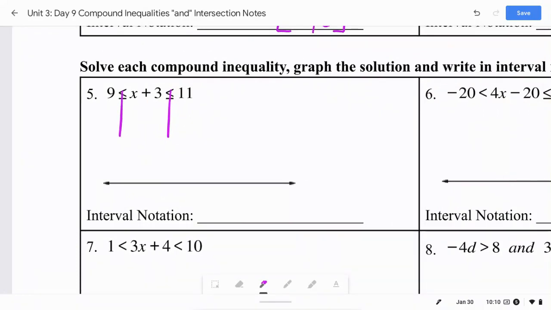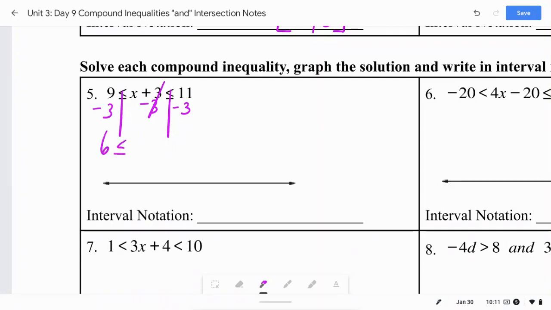So to get x by itself, I need to get rid of this positive 3. So I'm going to subtract 3 to get rid of it, and you have to subtract 3 on all sides of the equation. So you're going to subtract 3 on the right, but you're also going to have to subtract 3 on the left. So 9 minus 3 gives me 6.